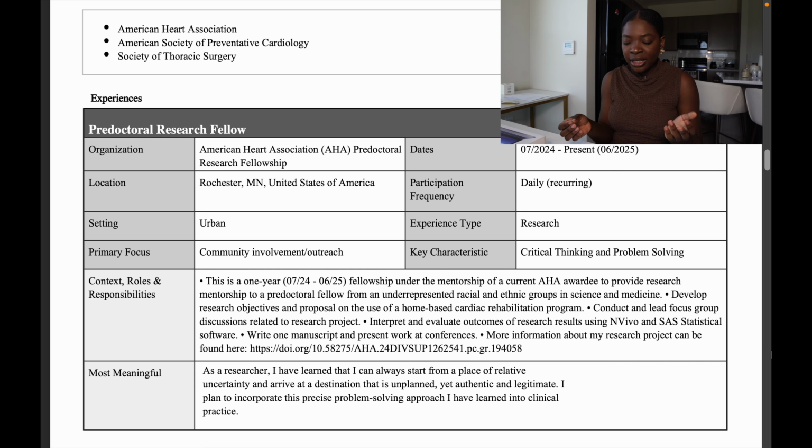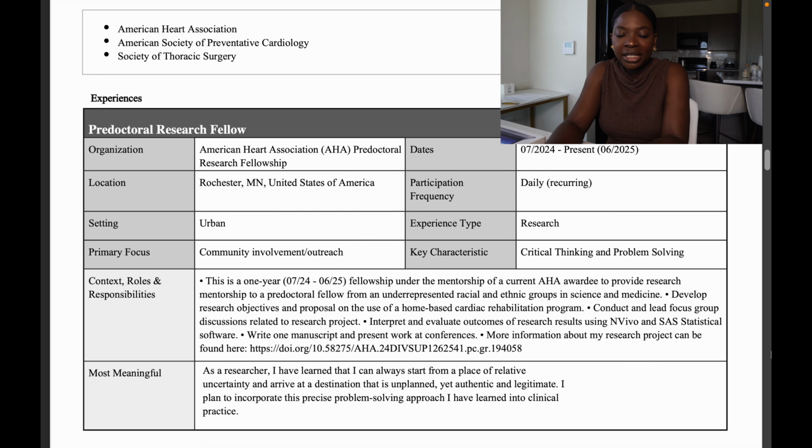And for me, I put down that as a researcher, I have learned that I can always start from a place of relative uncertainty and arrive at a destination that is unplanned yet authentic and legitimate. I plan to incorporate this precise problem-solving approach I have learned into clinical practice. So that's just an example of how to set up your experiences section and also how to write a most meaningful.